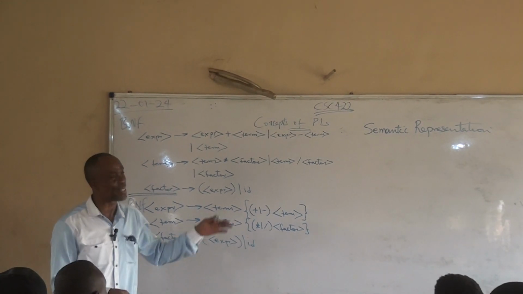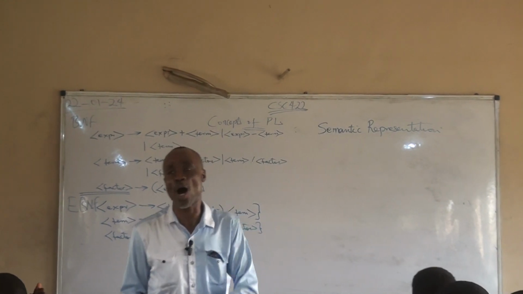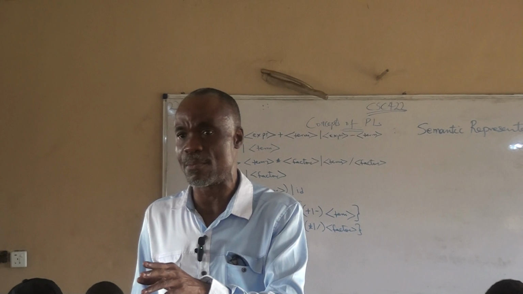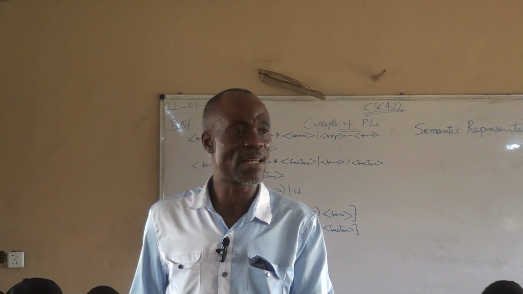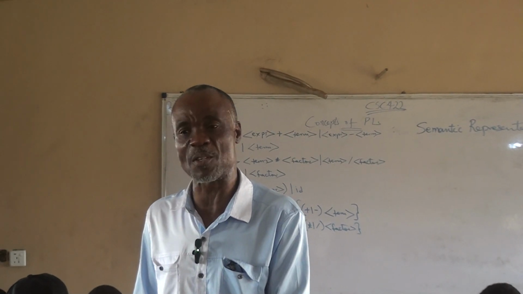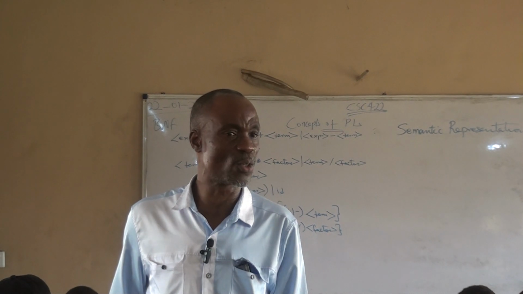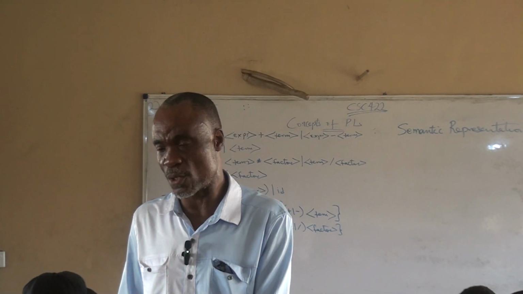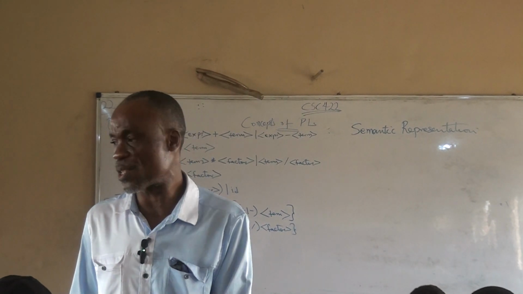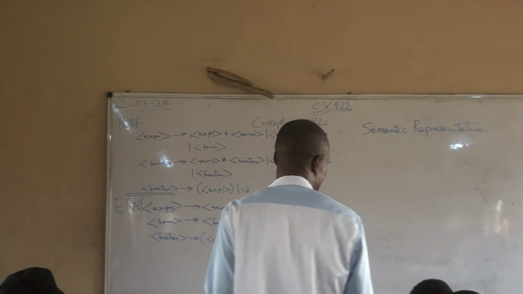Let's go to semantic representation. Though we have a generally accepted mechanism to represent syntax, there is no universally accepted mechanism for specifying semantics. I told you that syntax has to do with the form of expression, statement, or program unit, and semantics has to do with their meaning. Are we okay?